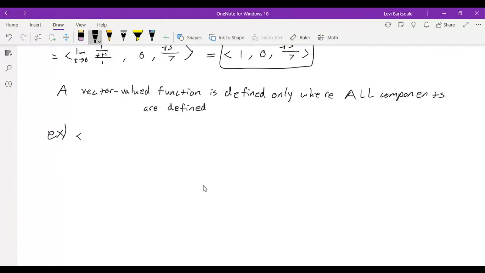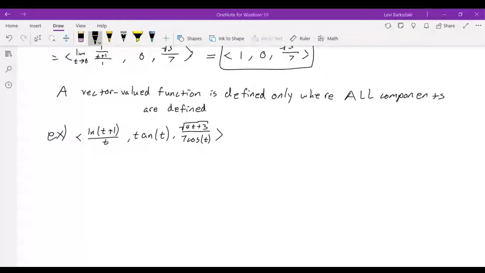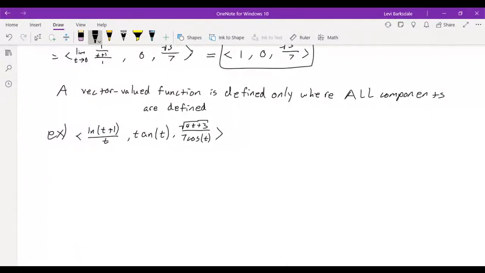Let's say we wanted to find the domain of this vector-valued function, natural log of t plus 1 over t, comma, tangent of t, comma, square root of 4t plus 3 divided by 7 cosine of t. This is just the example from the previous limit problem. All right. Well, we need to identify where each component individually is defined.